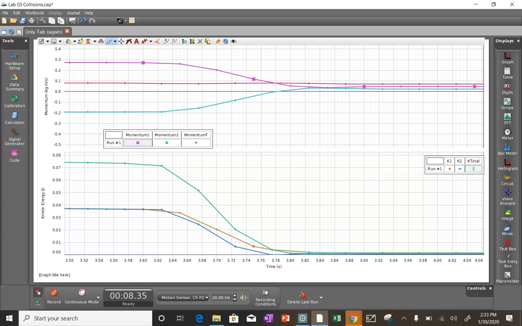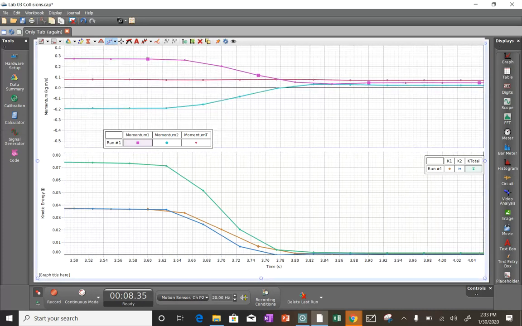Does this look like my prediction? I have a bigger one on top, came down, they're the same at the end. Well, the same speed, not on top of each other. And was momentum conserved in this case?